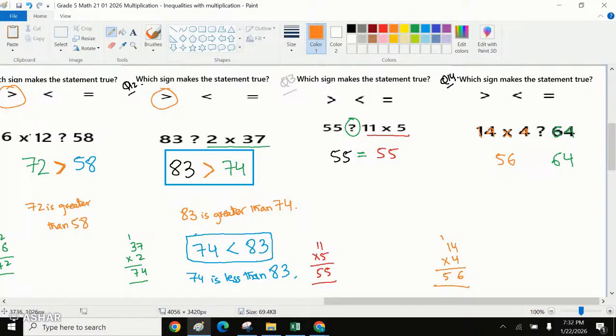Which number is greater? 56 would be greater or 64 would be greater? Can we say 56 is less than 64, right? This statement would be true. That means whichever value is less will have the closed end of the sign. So we are using this sign over here, that would be less than. Okay. Let's go to the test. Let's do some questions from the test.